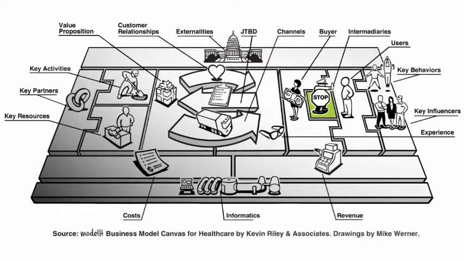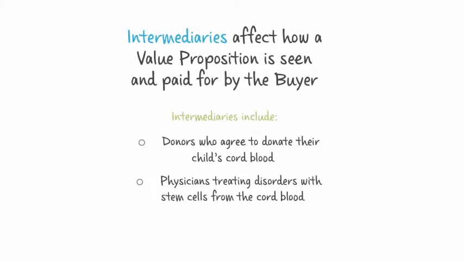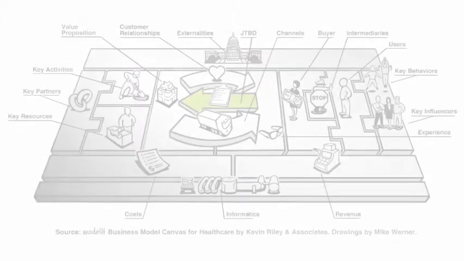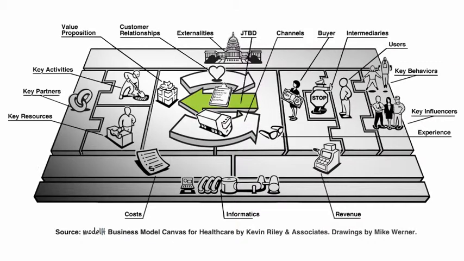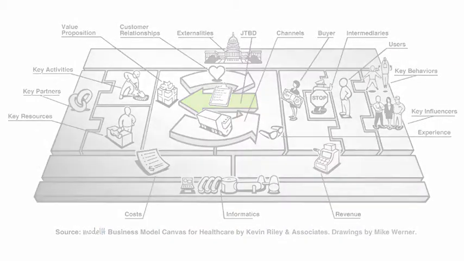In Model H, intermediaries affect how a value proposition is seen and paid for by the buyer. In this example, we have 2 intermediaries: donors who agree to donate their child's cord blood, and physicians treating disorders with stem cells. Jobs to be done are the high-level goals the customer is trying to accomplish.